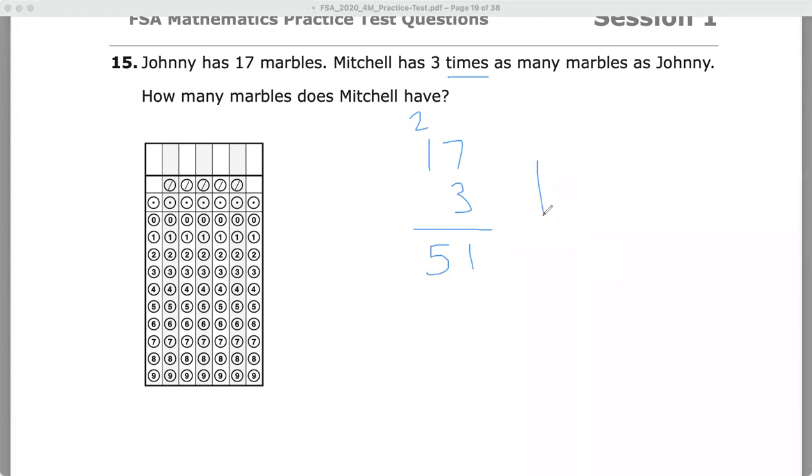If you wanted to do this in an area map, like we saw earlier, you could break it up into 10 and 7, because 10 plus 7 is 17. 3 times 10 is 30. 3 times 7 is 21. And then add 30 plus 21 is 51. So there's 2 different ways to do this one.